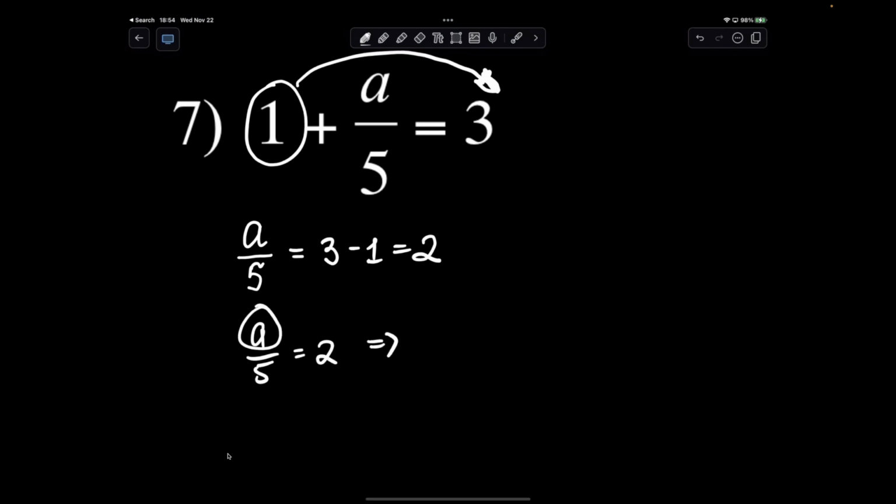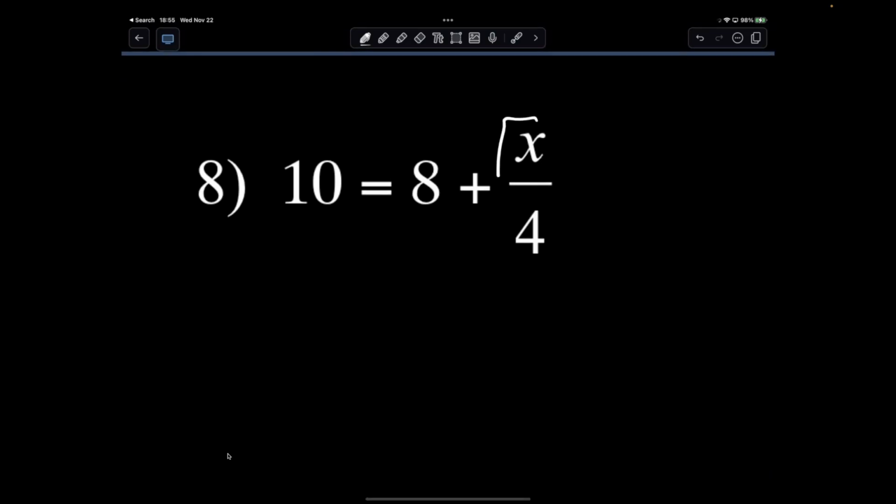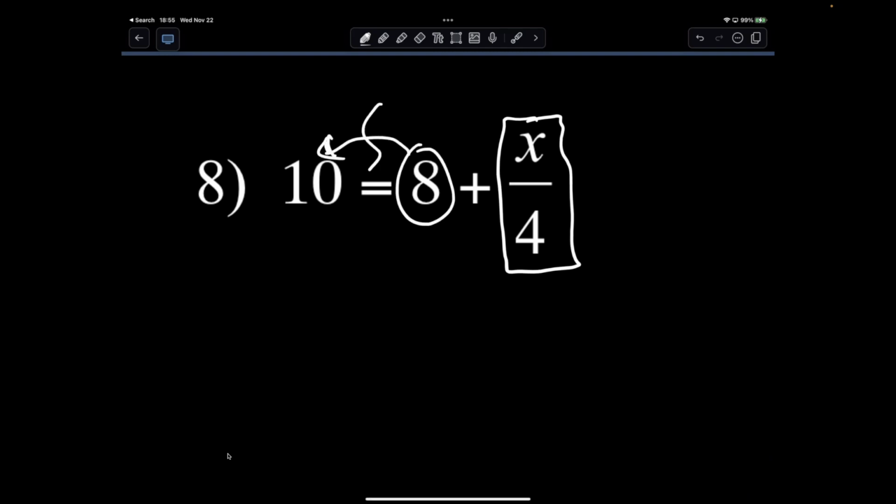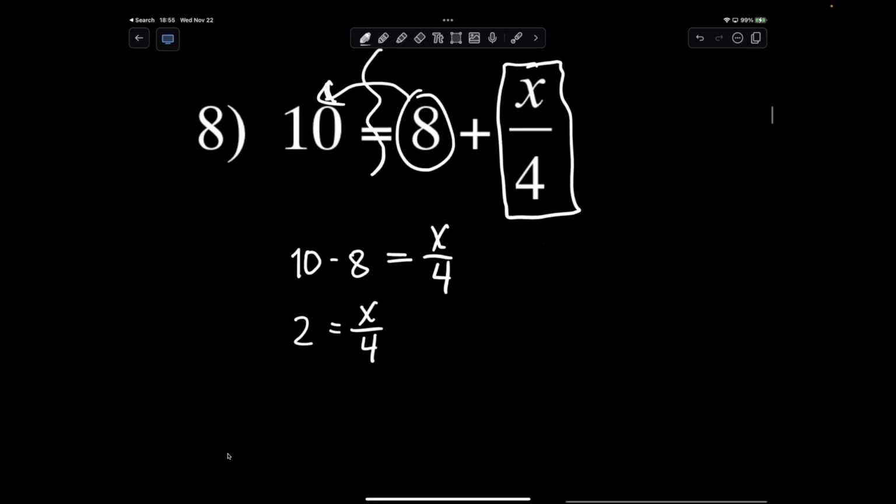Since this is king, you will multiply these two. A equals 2 times 5, and it will equal 10. Next question. Again, x plus 4 is positive, so I'm going to keep it on the right. Grab 8, cross the line, change the sign. 10 minus 8 equals x over 4. That gets us 2 equals x over 4. Therefore, multiply again, x is king. It's going to be 2 times 4, 8.